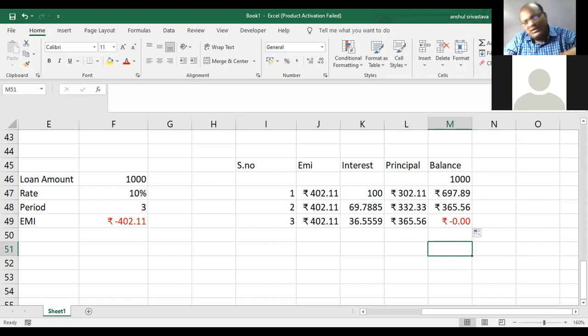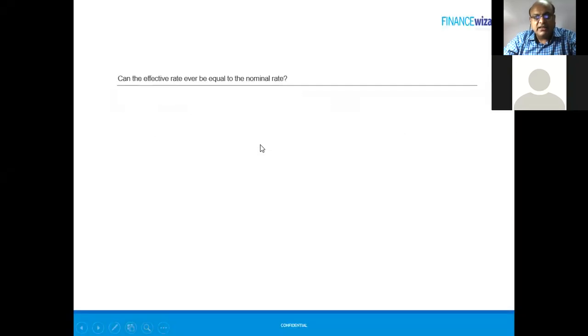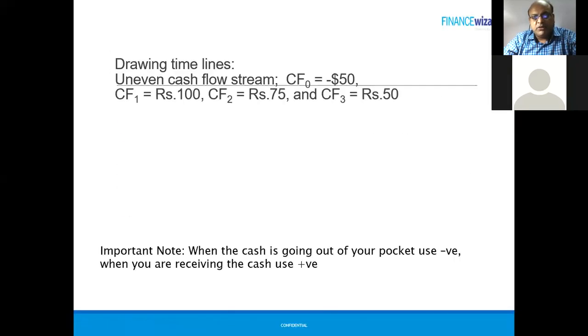Now, this was a very simple loan. These kinds of loans do not exist in real life. In real life, what kind of loan happens? Let's go and solve Bala's problem. We started our presentation with Bala's problem.